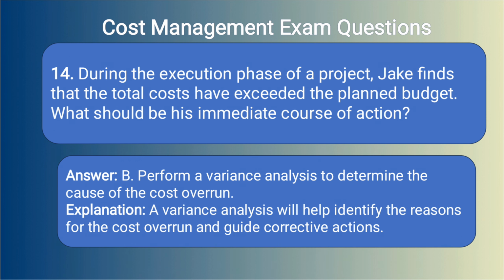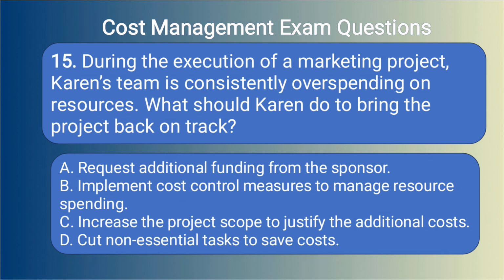Answer: B. Perform a variance analysis to determine the cause of the cost overrun. Explanation: A variance analysis will help identify the reasons for the cost overrun and guide corrective actions. 15. During the execution of a marketing project, Karen's team is consistently overspending on resources. What should Karen do to bring the project back on track?